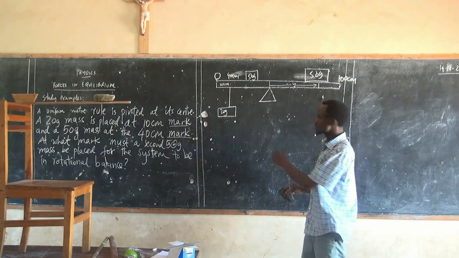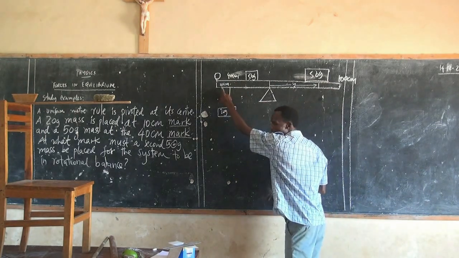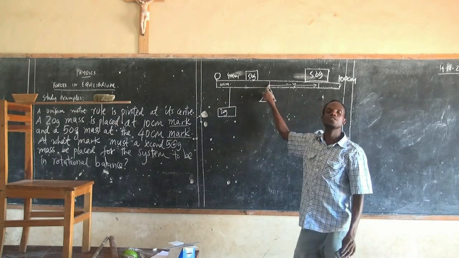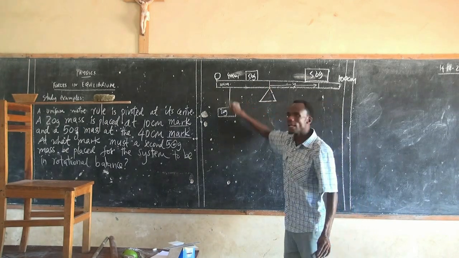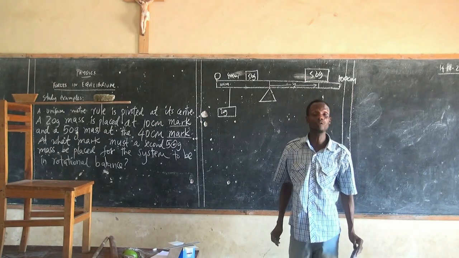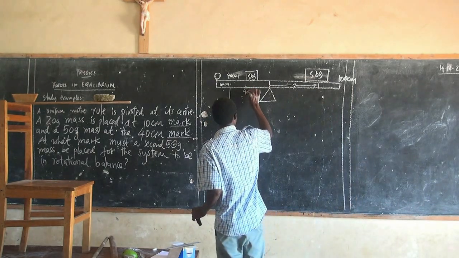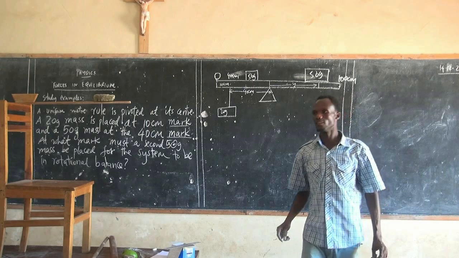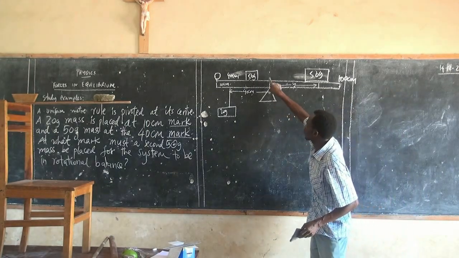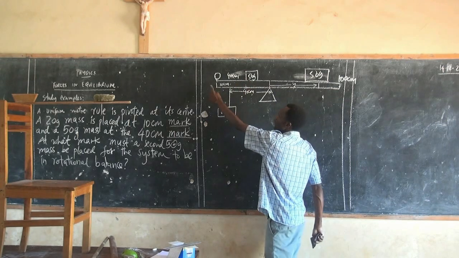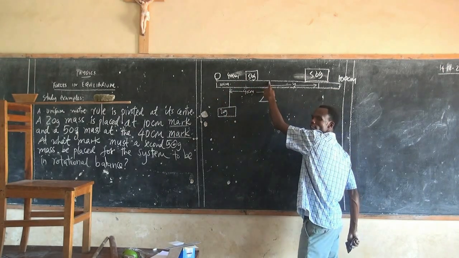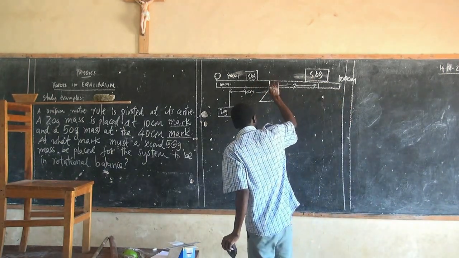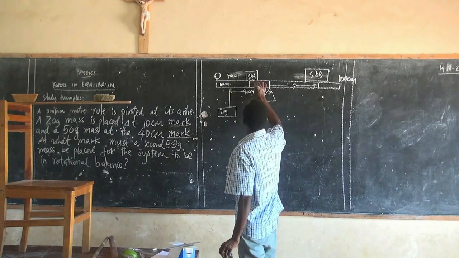Now what is the distance from the axis of rotation to where the mass of 10 grams is? From here up to here, 10 centimeters. But if from here up to here is 50 centimeters, what is the distance from here up to here? Taking 50 minus 10, you get 40. Now 40 centimeters is the distance from the pivot to where 20 grams is placed. But also the distance from the pivot to where the mass is placed, 40 centimeters. But from here where the pivot is placed, 50 centimeters. Now the distance from here to here is 10 centimeters. The distance from the axis of rotation to where the mass is placed is 10 centimeters.